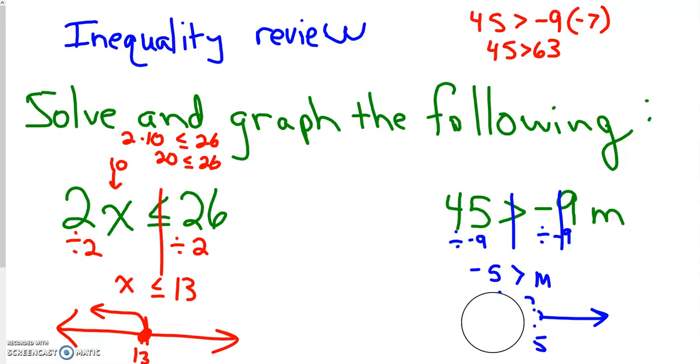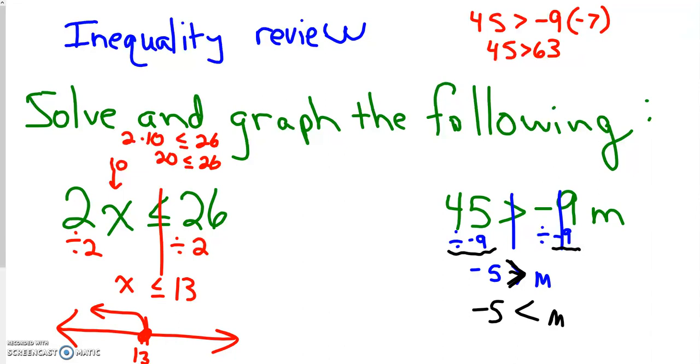So what we needed to do, after we said divide by 9 on both sides, was bring this inequality, the Pac-Man mouth, down, and we needed to flip it. Instead of it going this way, it needed to go the other way. So the negative 5 stays in its spot, and the m stays in its spot, but the inequality symbol needs to flip the other way. Okay, so if you divide or multiply both sides by a negative, you need to flip the inequality symbol.